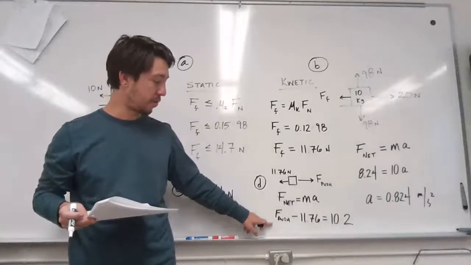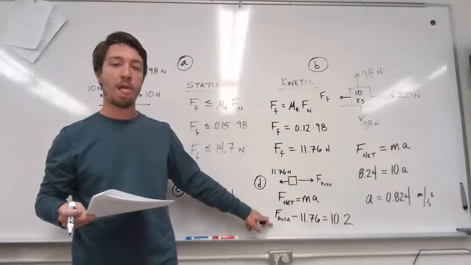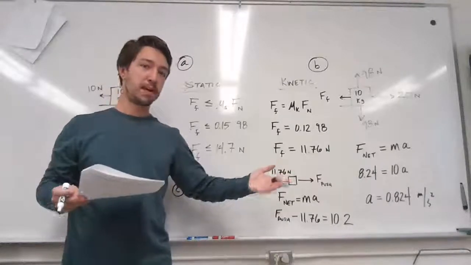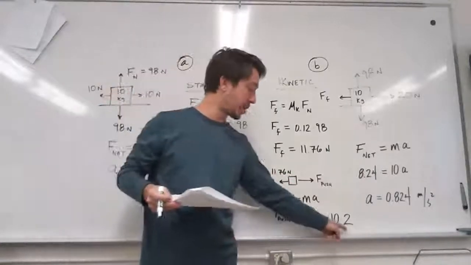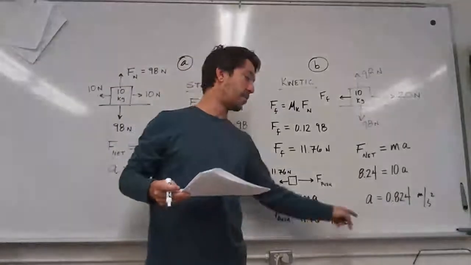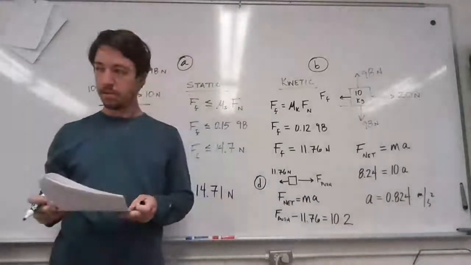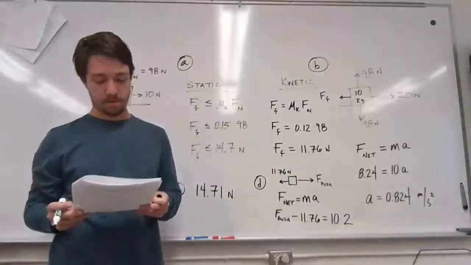Did I say that wrong? 31.76. Right? Because I just multiply those, get 20, and then add this over to the other side. Yes, no, maybe?